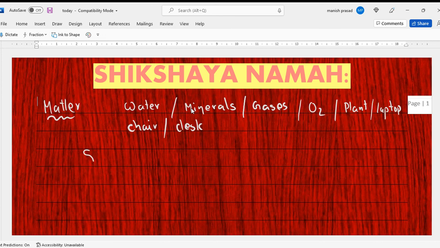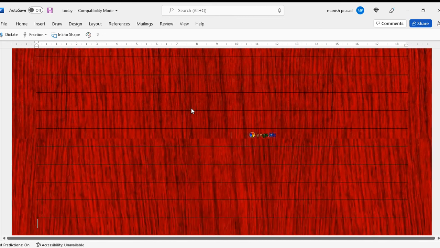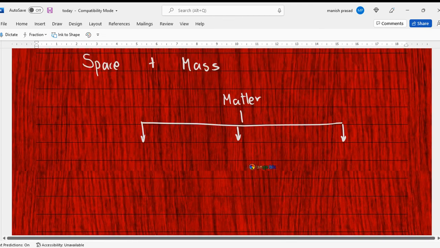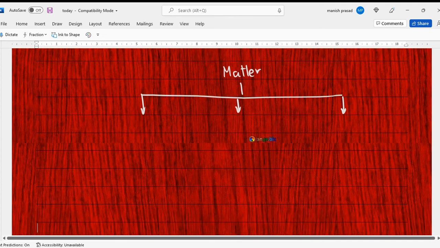So anything that occupies space and has mass is known as matter. Everything around you having any of these things is known as matter. Now, if I take matter, I can divide it broadly into types. This is one type of classification. I hope you have written this definition: anything that occupies space and has mass.